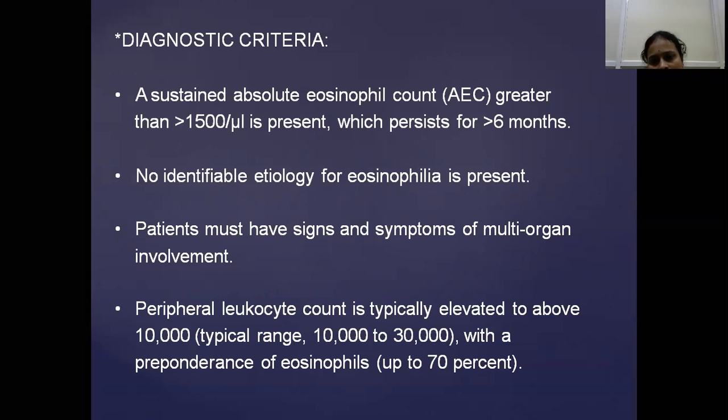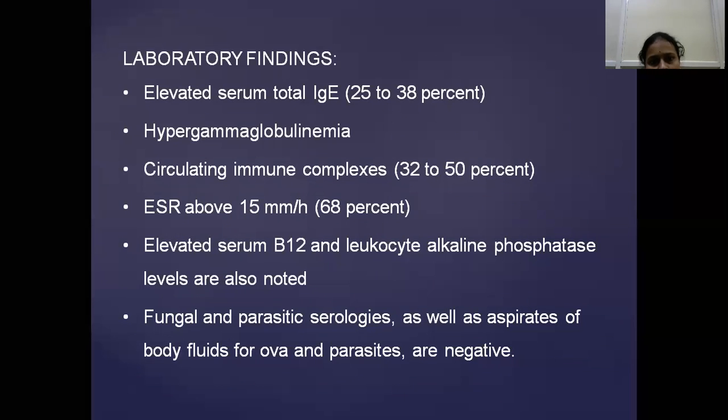What are the features? Eosinophilia of more than 1500, which persists for more than 6 months, no identifiable etiology, multi-organ system involvement, rise of leukocyte count of more than 10,000 with the differential count rise of eosinophils of up to 70%. And also other findings are elevated total IgE, hypergammaglobulinemia, circulating immune complexes, ESR is raised, elevated serum B12 and leukocyte alkaline phosphatase levels, and no other identifiable etiology.